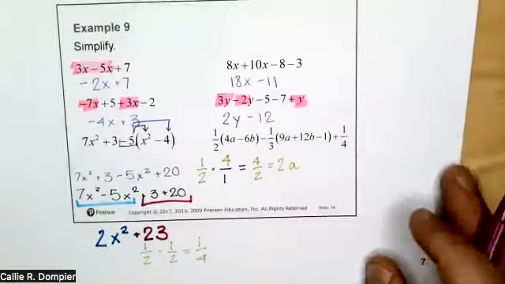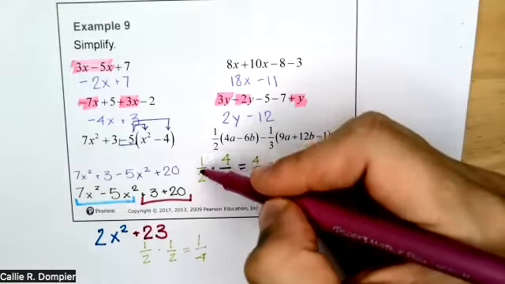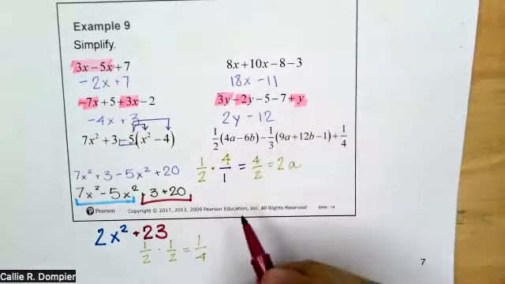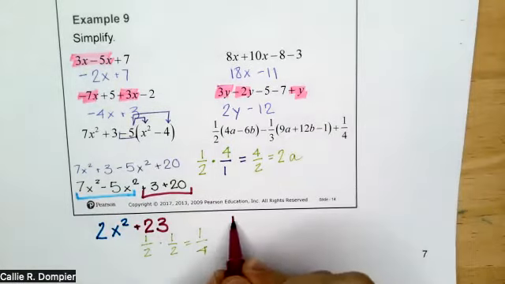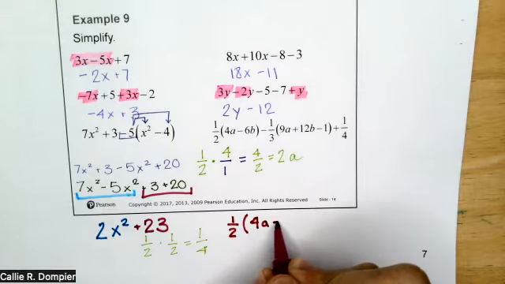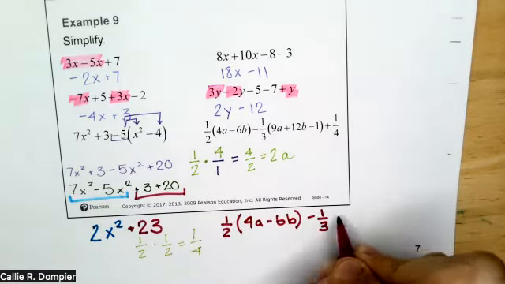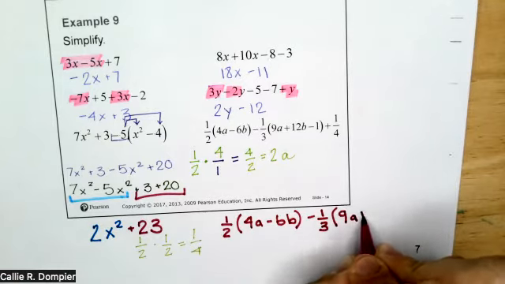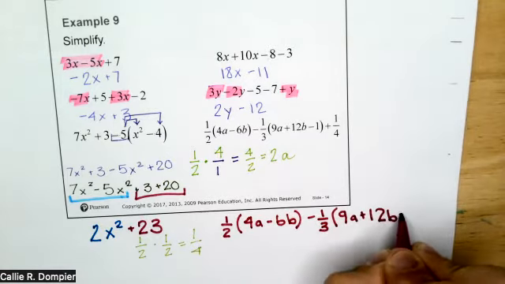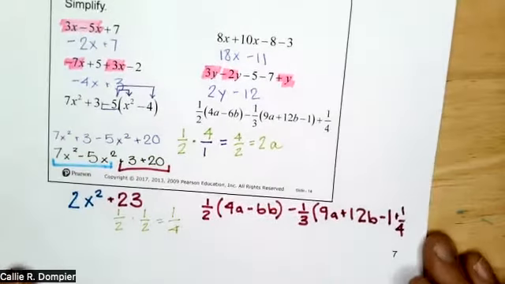This one's a little bit more difficult, and we wrote on it because I just did a tiny example right before we left, but I will rewrite it down here. So we have 1/2 of 4a minus 6b minus 1/3 of 9a plus 12b minus 1 plus 1/4. I clearly need more room than I gave myself.